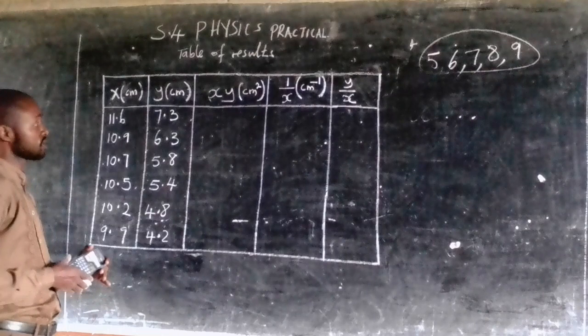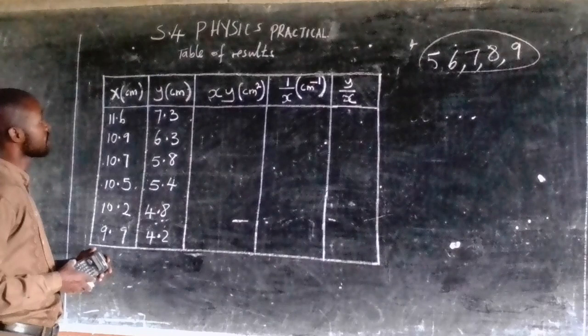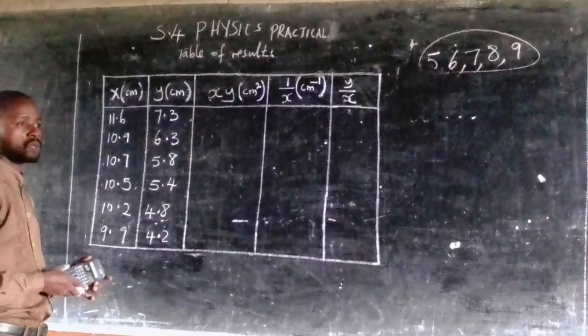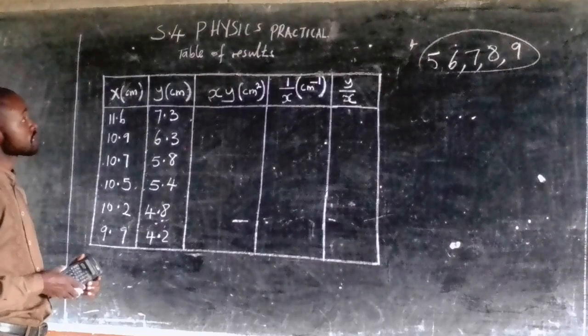On how to handle physics practicals, basically on the table of results, because I have realized many students know how to obtain values from experiment, but writing them to the correct degree of accuracy is a challenge. So this is what I want to discuss today.